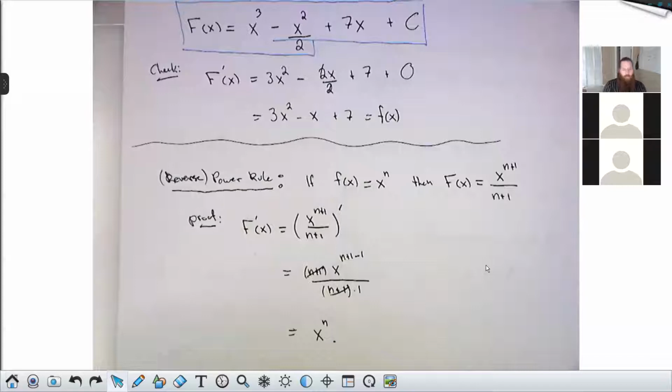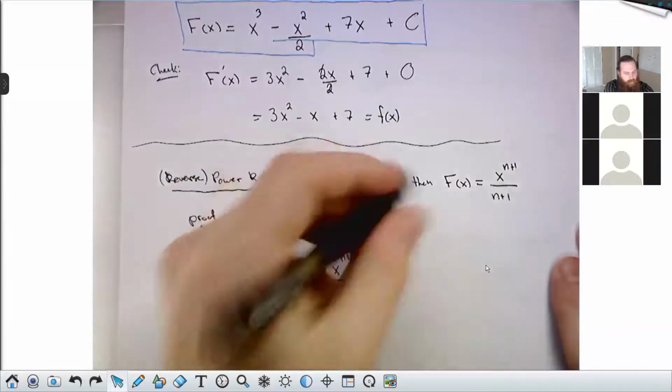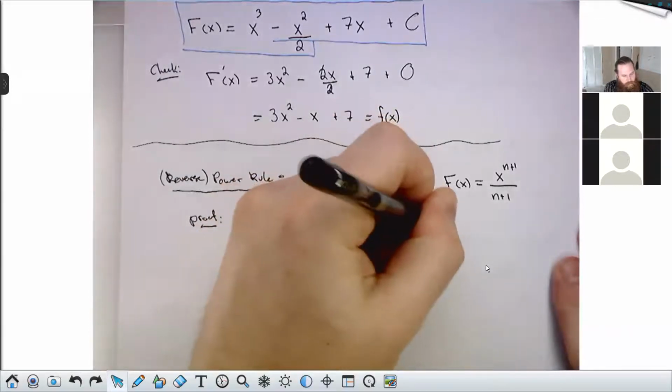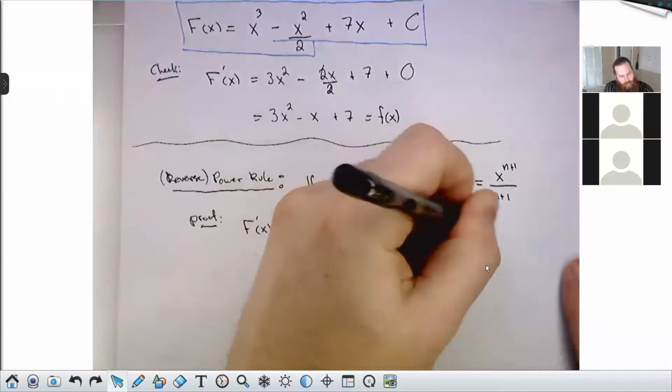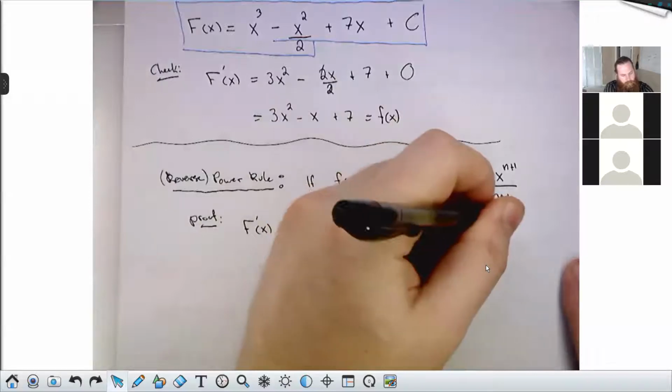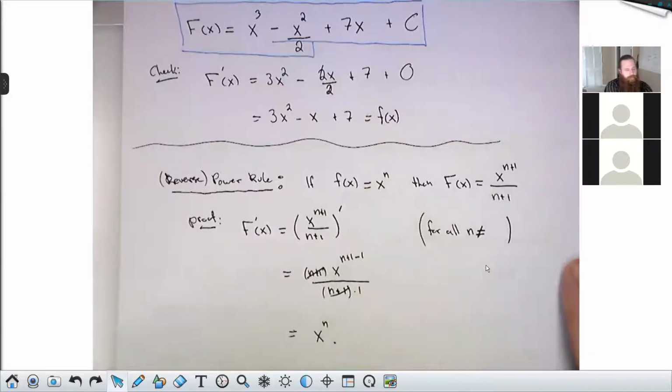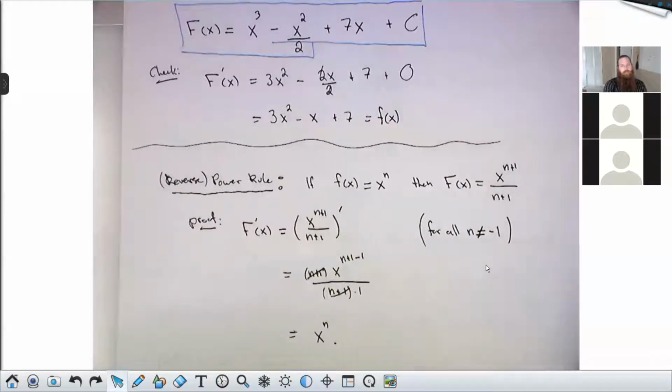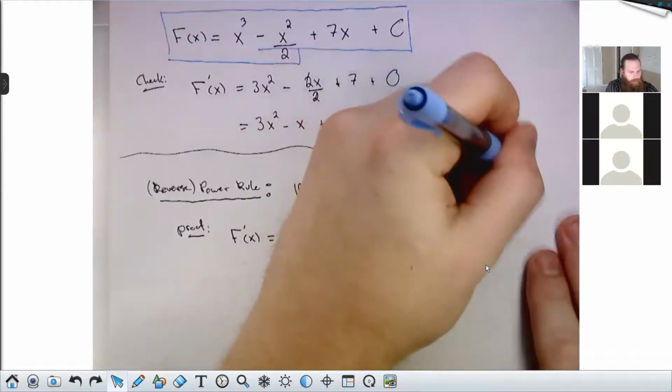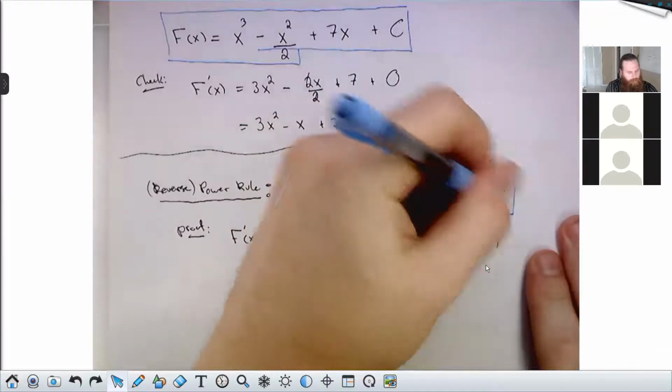The catch is that this works great for all n's except one of them, namely -1. 1 over x is special. X to the negative first power is special because it is not the derivative of any power function. I'll address that separately in a second. But again, here are the things you need to remember. Well, we should include this, sorry.